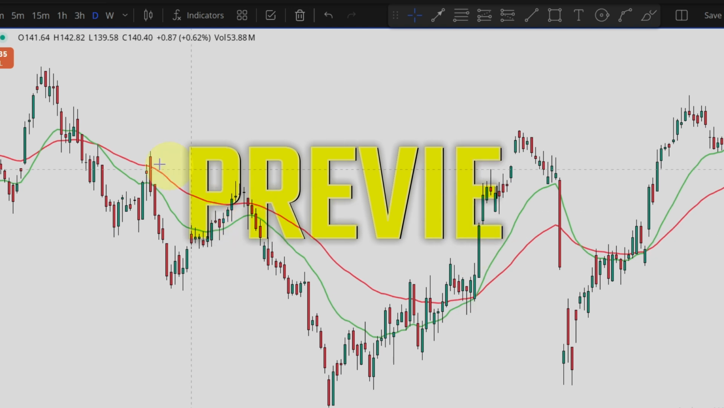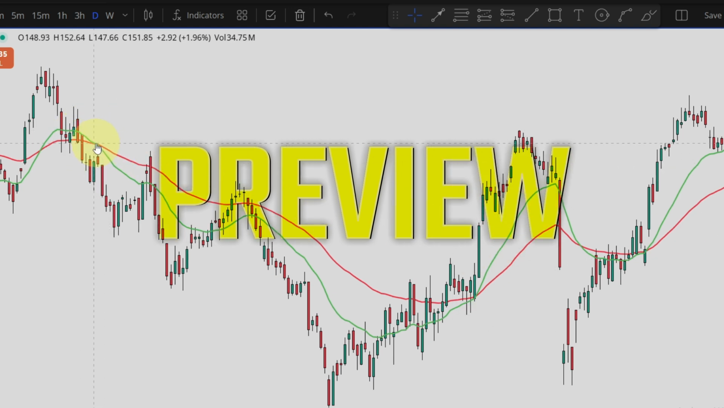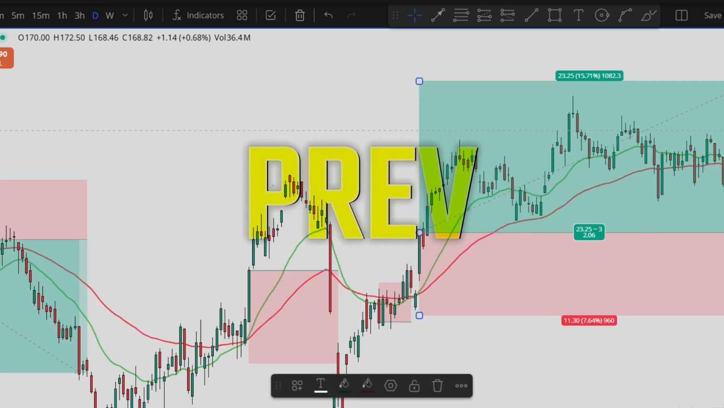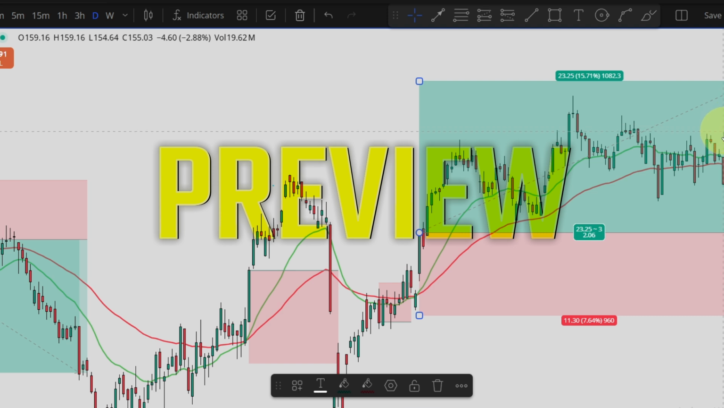So for entry purpose, we will not enter whenever the cross is happening. As you can see, we again successfully hit our target.